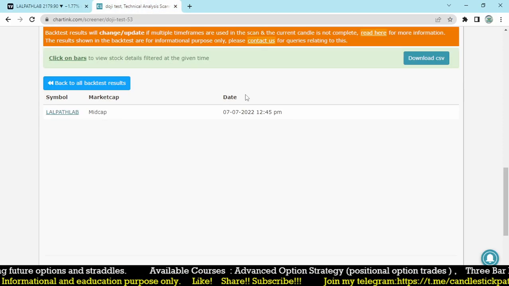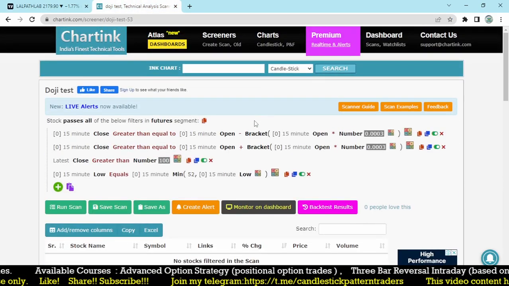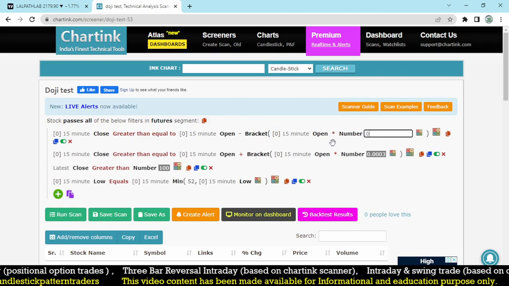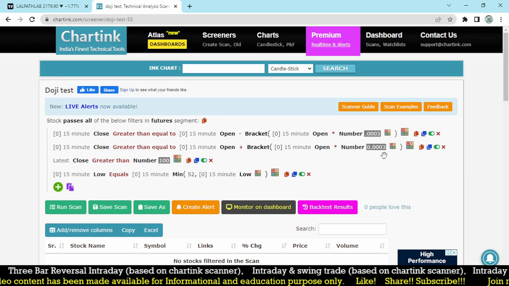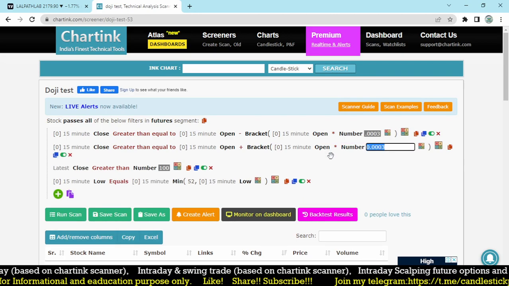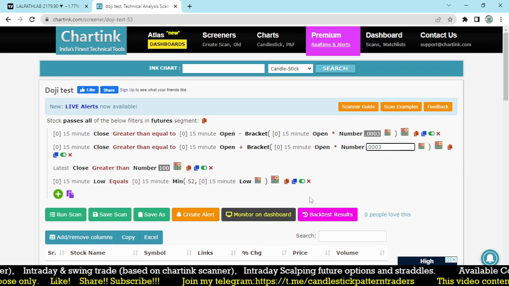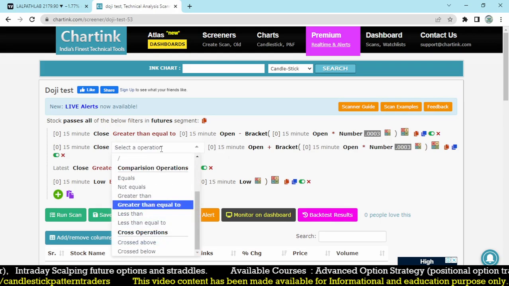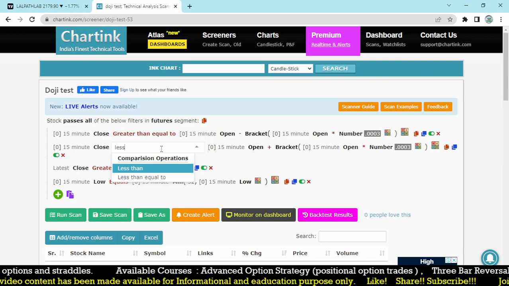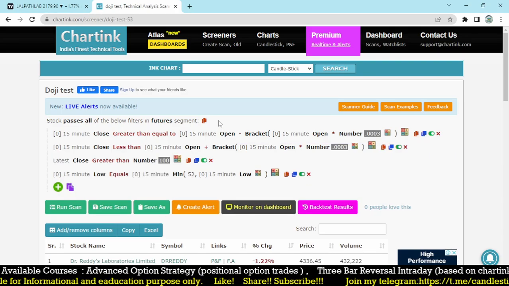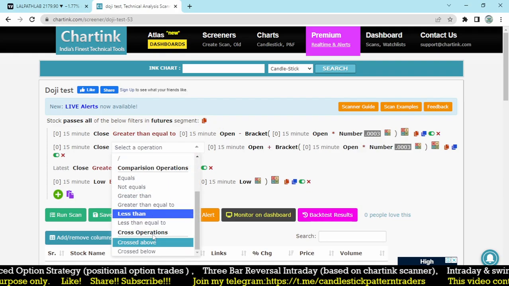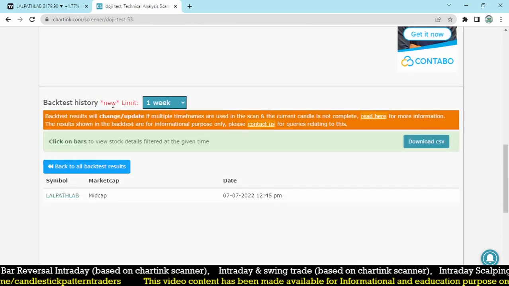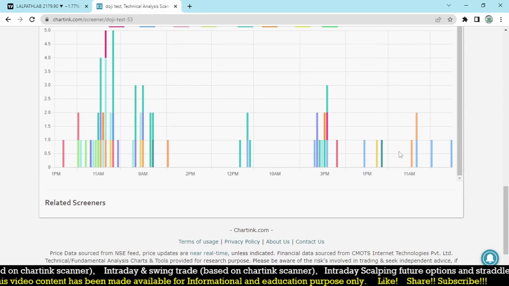But I think I need to change something here, a mistake, not a point, 0.003. We try it out. Here I made a mistake, that's why it is happening. It must be less than or equal to. Less than or equal to should be the right one. Okay, and let it check. We made a mistake, but we have a lot of stocks.